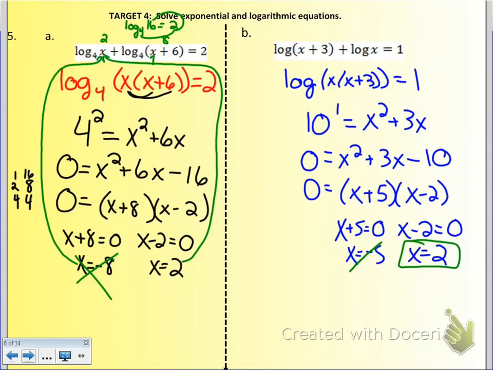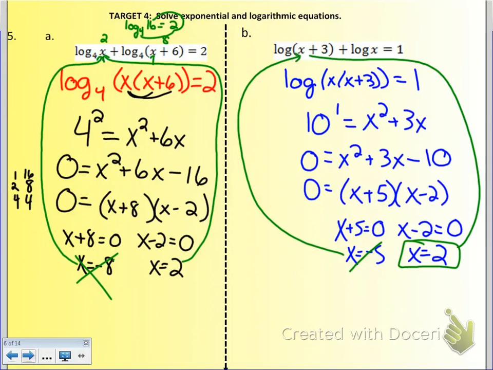We go back and we check ourselves. We're going to plug negative 5 in here to the x. Negative 5 plus 3 is negative 2. Uh-oh, no negative there. We cannot have negative 5 as an answer. We're going to plug 2 in. 2 plus 3 is 5. We're going to plug it in here, so that's just a 2. 5 times 2 is 10. So the log of 10 is 1 because 10 is our base here. So 10 to the first is 10. So we are all good, and it checks out.